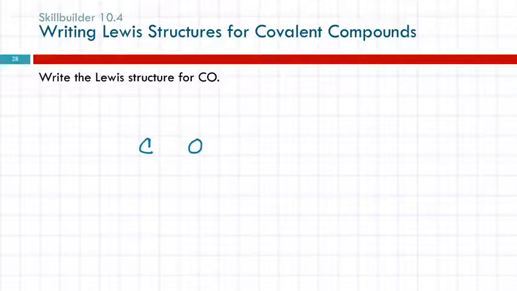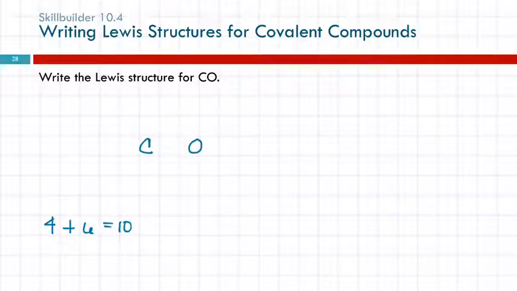And then the next step is to figure out how many valence electrons this molecule has. Well, how many valence electrons does carbon have? 4. And oxygen? 6. And 4 plus 6 is 10. So I've got 10 valence electrons I can use in this Lewis structure.